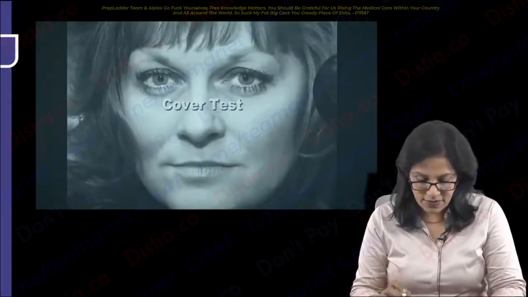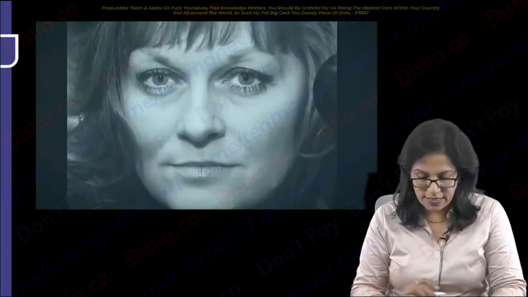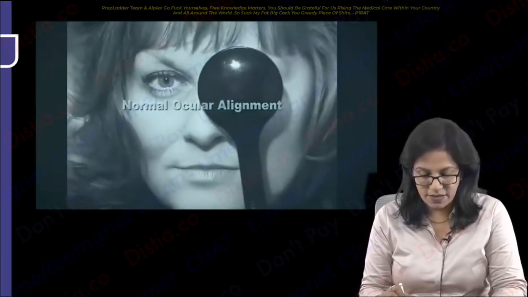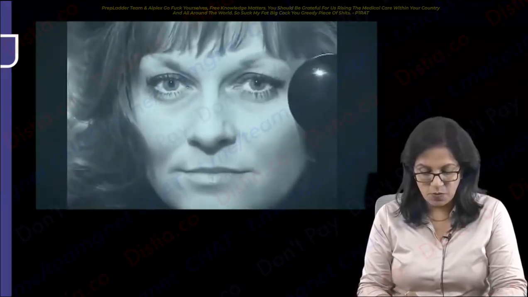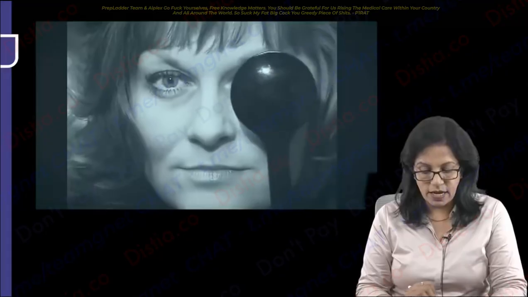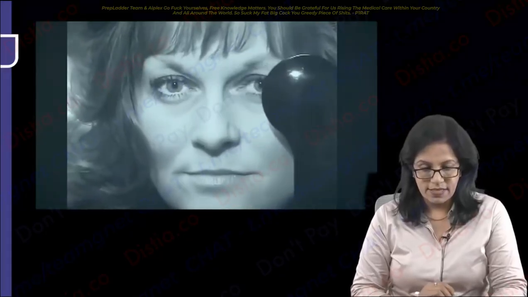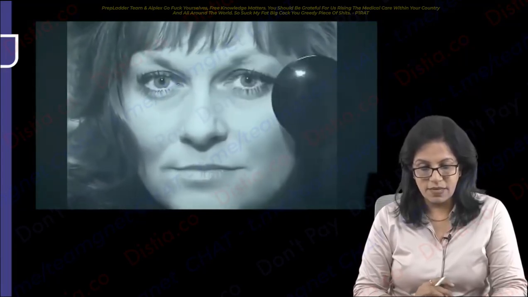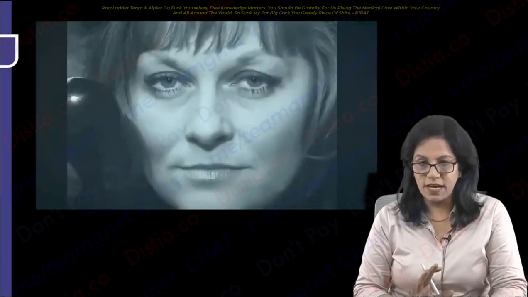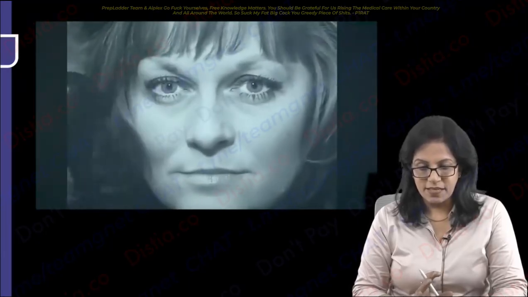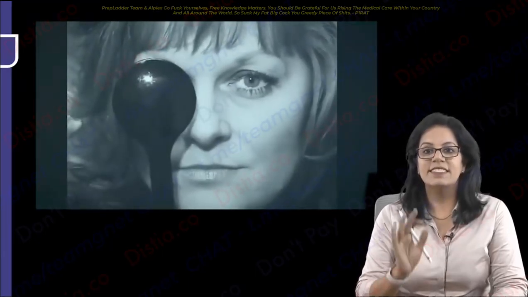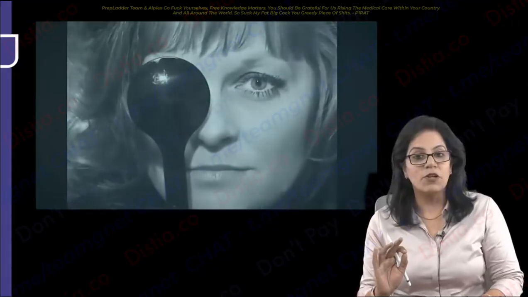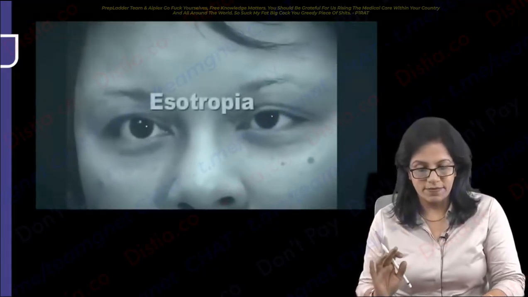Talking about this cover test, these are the two eyes, and I think it is straight. I can see the eye reflex is straight. So, this is a normal ocular alignment. I cover one eye, there is no movement in the other eye. Now, I cover the other eye also. No movement, correct? This is telling me that it is normal. Now I cover the other eye. See, no movement. This is your normal ocular alignment. If it is a normal ocular alignment, this will be the finding.